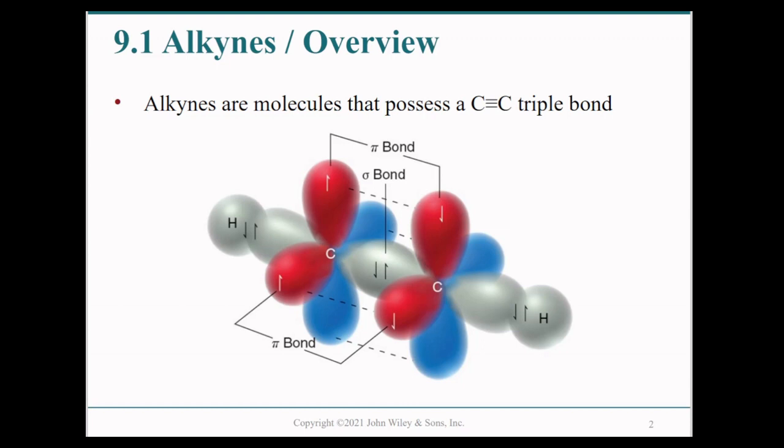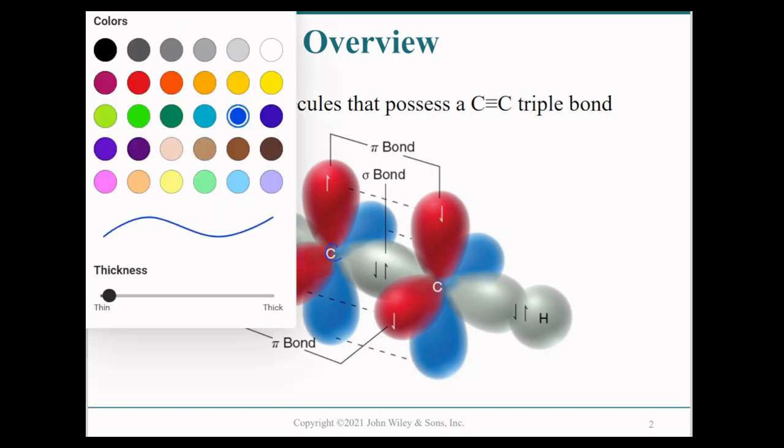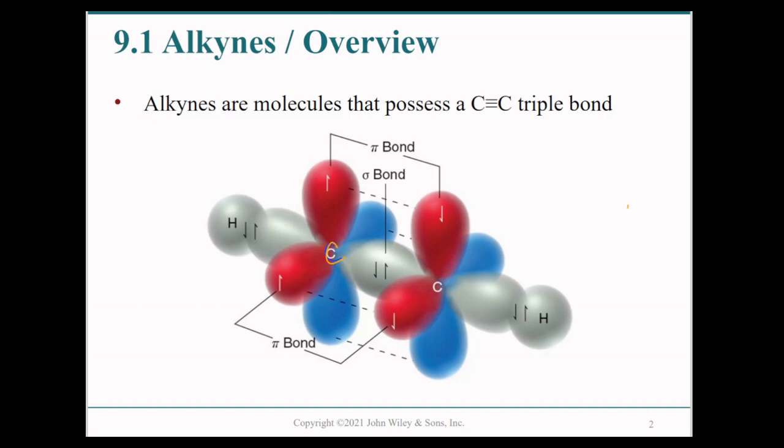So first of all, an alkyne is a molecule that possesses a carbon-carbon triple bond. You can see that demonstrated here. So we have the functional group, which exists between these two carbon atoms. So here's carbon 1 and carbon 2 of the alkyne. And notice that there's a sigma bond between those two carbons bearing the alkyne functional group.